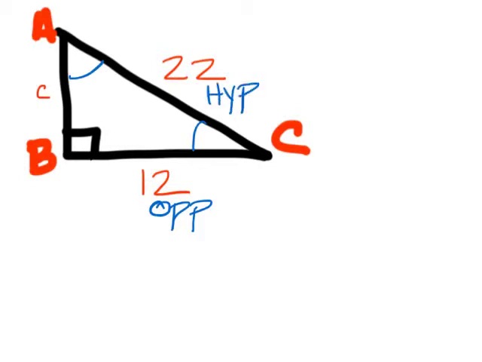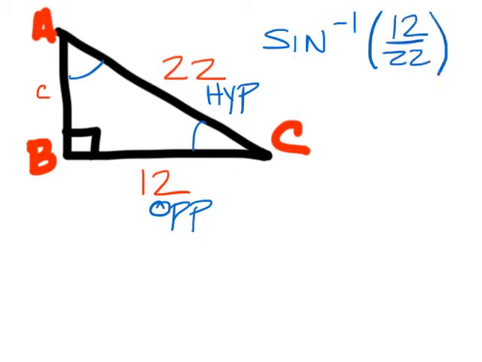Hypotenuse. So if you're going to find angle A, you're going to end up doing the inverse sine. Inverse sine of 12 over 22. If you do that, just pop it in the calculator. Second sine, and then put 12 divided by 22. You should come back with 33, and that's rounded to the nearest degree. So that would be angle A.